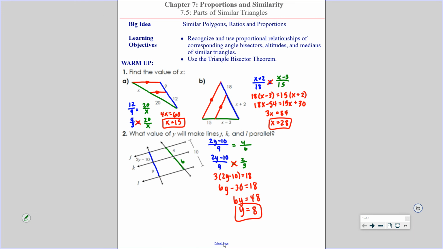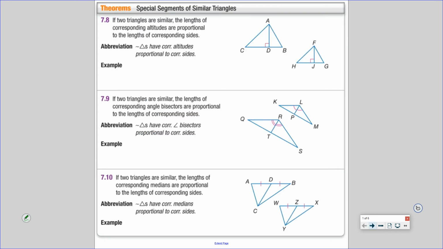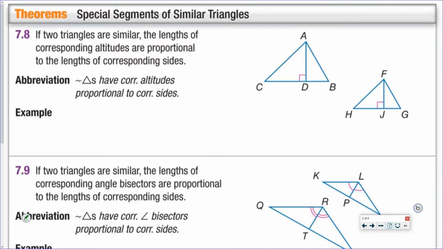Today, I'm going to throw it back to some stuff we talked about, some vocab from chapter 5, and then apply it to similar triangles and proportions. Okay, first one. Who remembers what an altitude is?